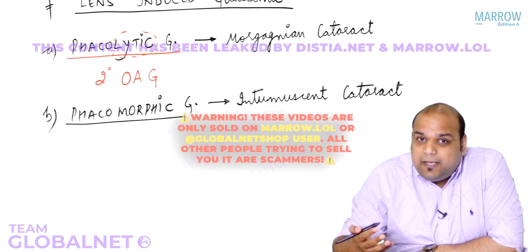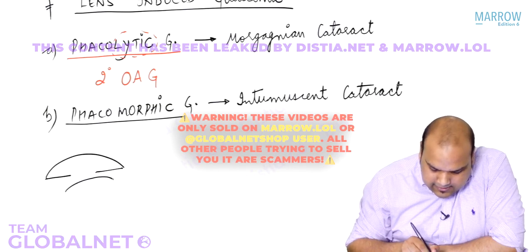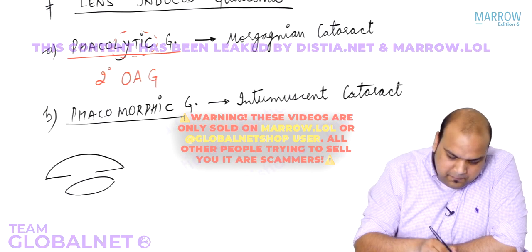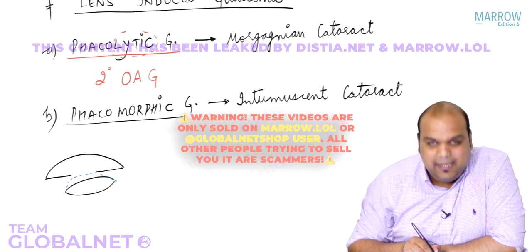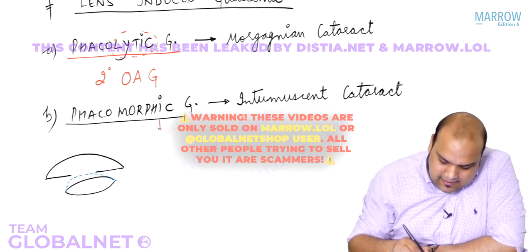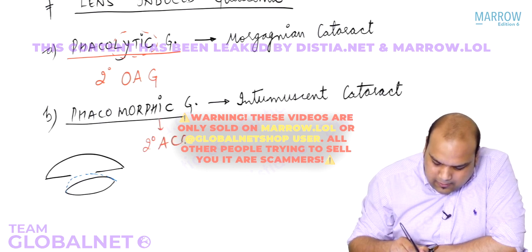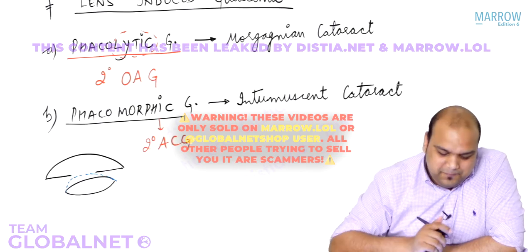So when the lens will become swollen, what will it do, everybody? The swollen lens, everybody, this is the normal lens. The swollen lens, everybody, will start to touch my pupil. Thus, it will become the same as secondary angle closure glaucoma. Yes, apposition between pupillary margin and lens.